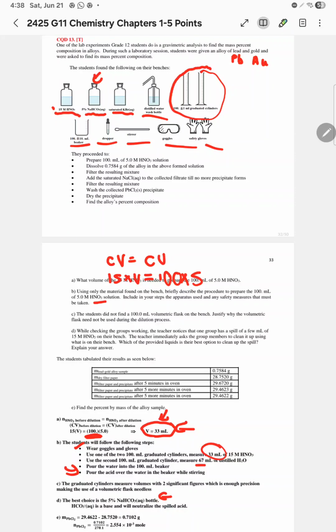If you clean it with water, all it's going to do is dilute the acid, while still keeping acid. There's still going to be acid, but it's going to be diluted. When you add the base, it becomes water. So that's way safer than having acid.